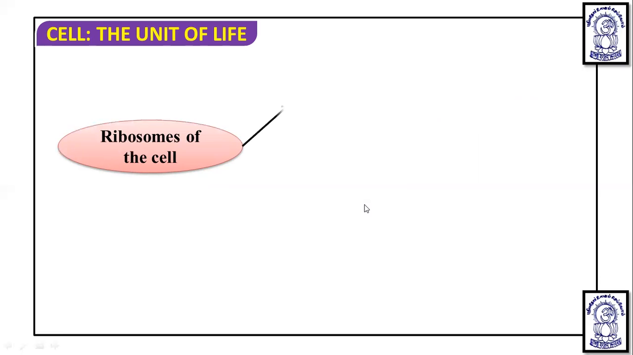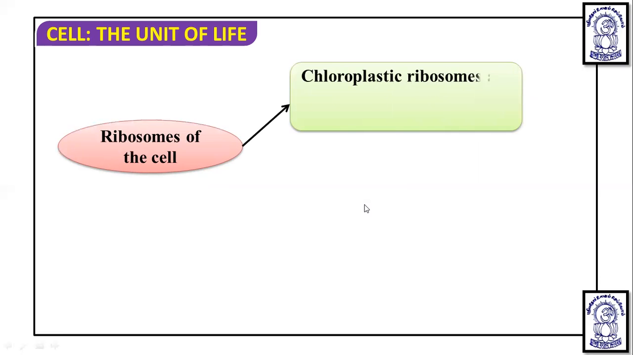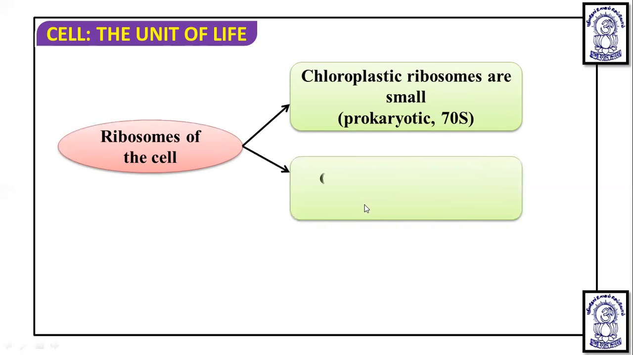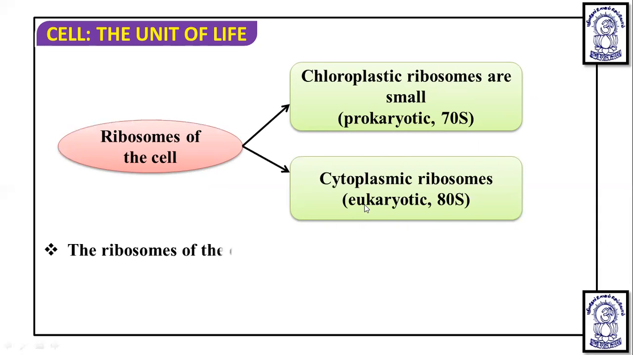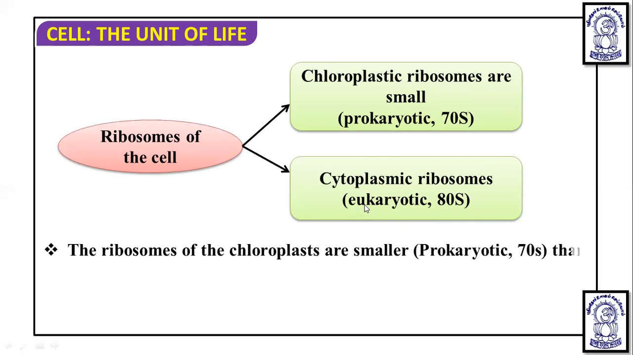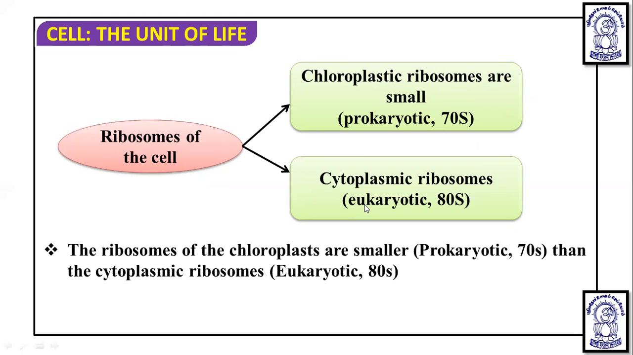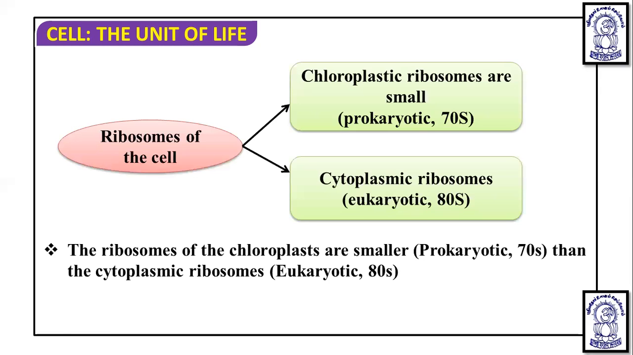Now, when we see the ribosomes in the stroma of the chloroplast, you will see that the chloroplastic ribosomes are small in size and they are 70S, prokaryotic type. Whereas when we see the cytoplasm of the cell, they have 80S eukaryotic ribosomes. So the ribosomes of the chloroplast are smaller because they are 70S and prokaryotic, whereas the cytoplasmic ribosomes are eukaryotic and 80S type. So this is the thing with respect to the chloroplast.